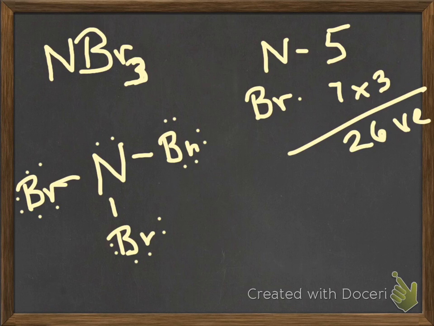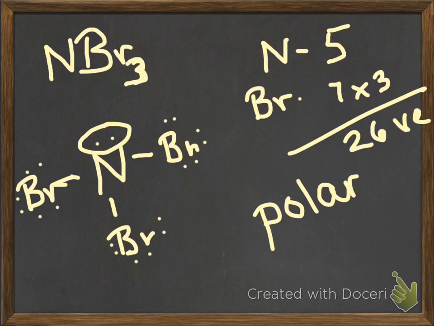And we can't forget the nitrogen. It has 1, 2, 3 single bonds. It needs a lone pair up there. All right, now let's count how many electrons we have and see. Do we have 26? 2, 4, 6, 8, 10, 12, 14, 16, 18, 20, 22, 24, 26 valence electrons. So this Lewis structure is correct. So let's determine if it's polar or nonpolar. Since there's a lone pair of electrons on that central atom, that makes this a polar molecule.